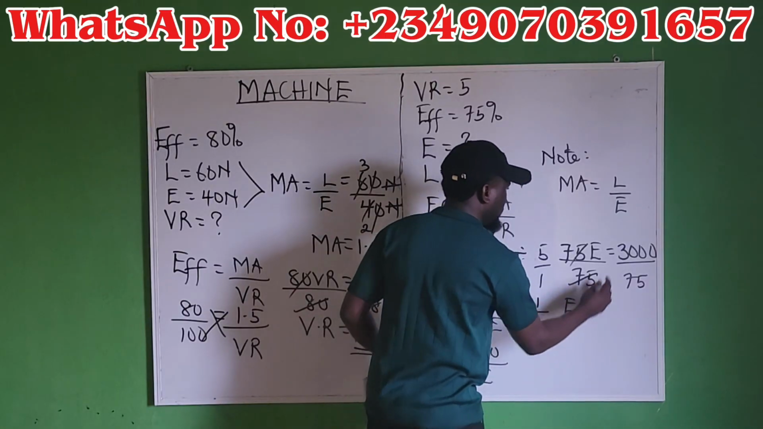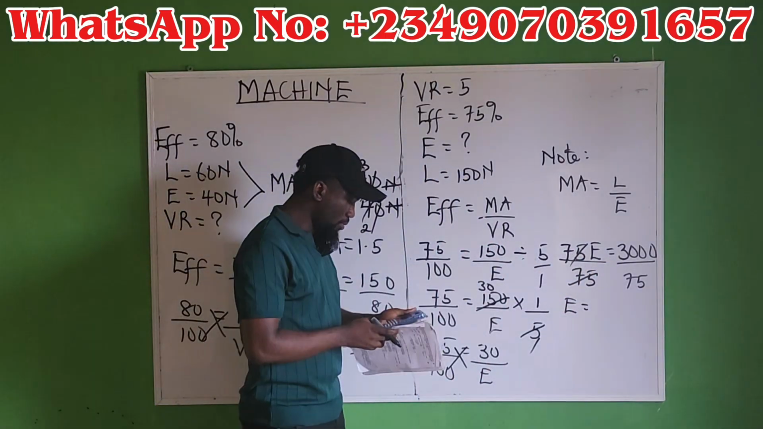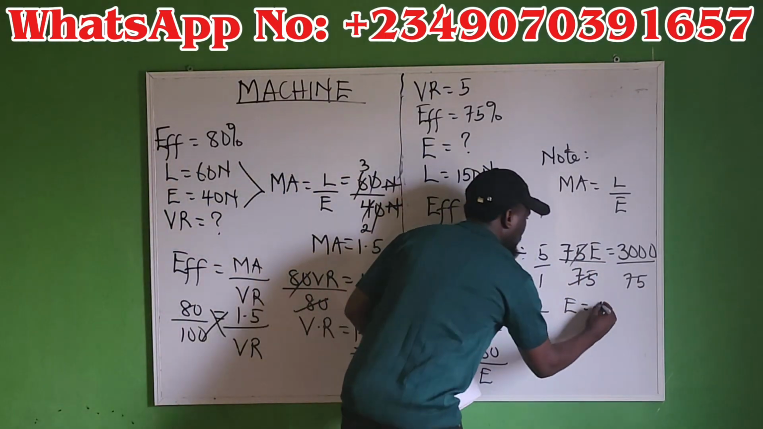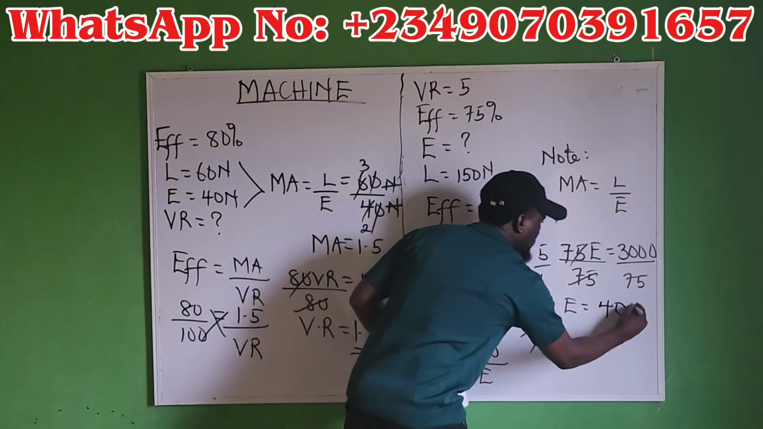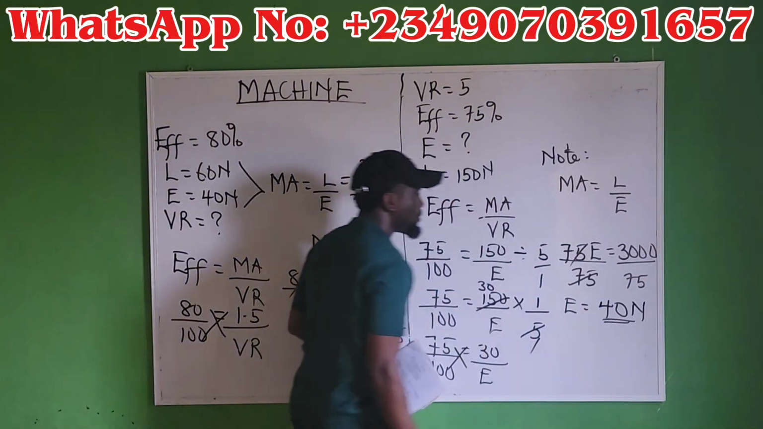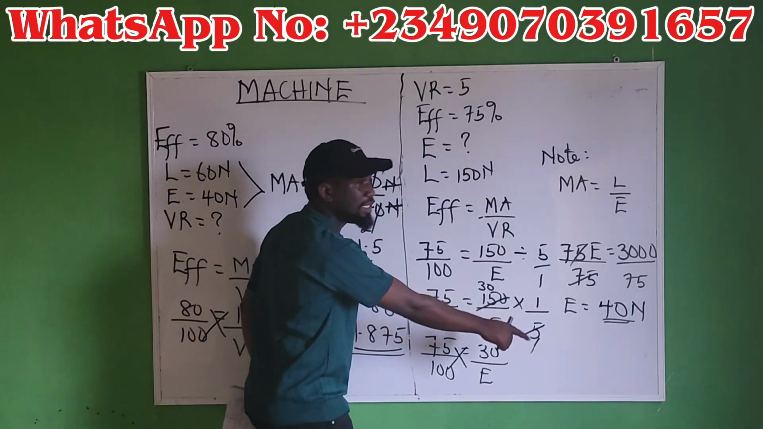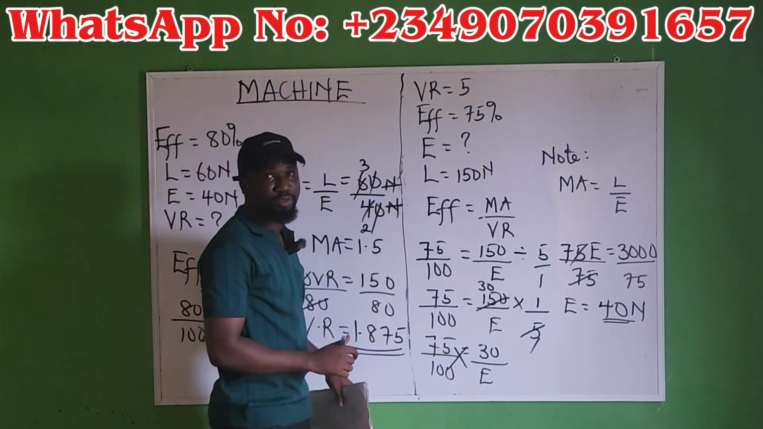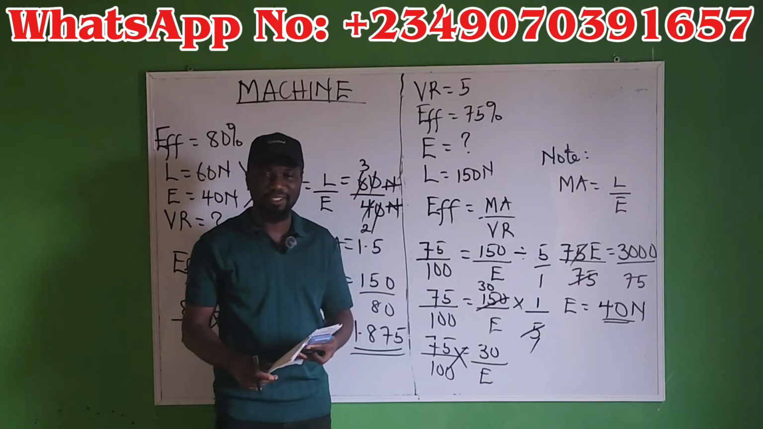So E will give us what? 3,000 divided by 75. And that will give us 40. So that is 40. 40 what? 40 Newton. So can you see now that the effort is less than the load? Do you get it? All right.